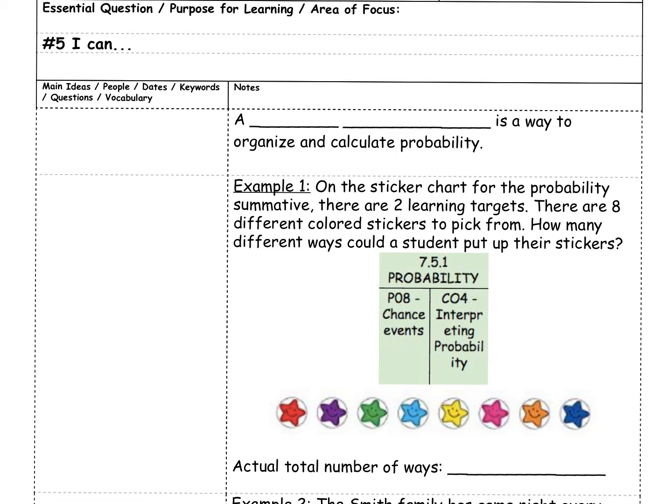Today's lesson is lesson number 5, which is I can build and interpret tree diagrams. So a tree diagram is one way to figure out all of the possibilities that you might have.